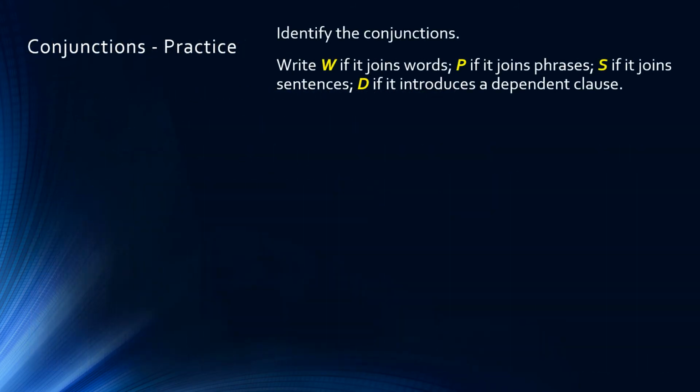Now let's just look at a few examples and try to determine what this conjunction is in these sentences. Now, I'm going to put sentences up one at a time, and we're going to put a W if it joins words, a P if the conjunction joins phrases, an S if the conjunction joins sentences, or a D if the conjunction introduces a dependent clause.